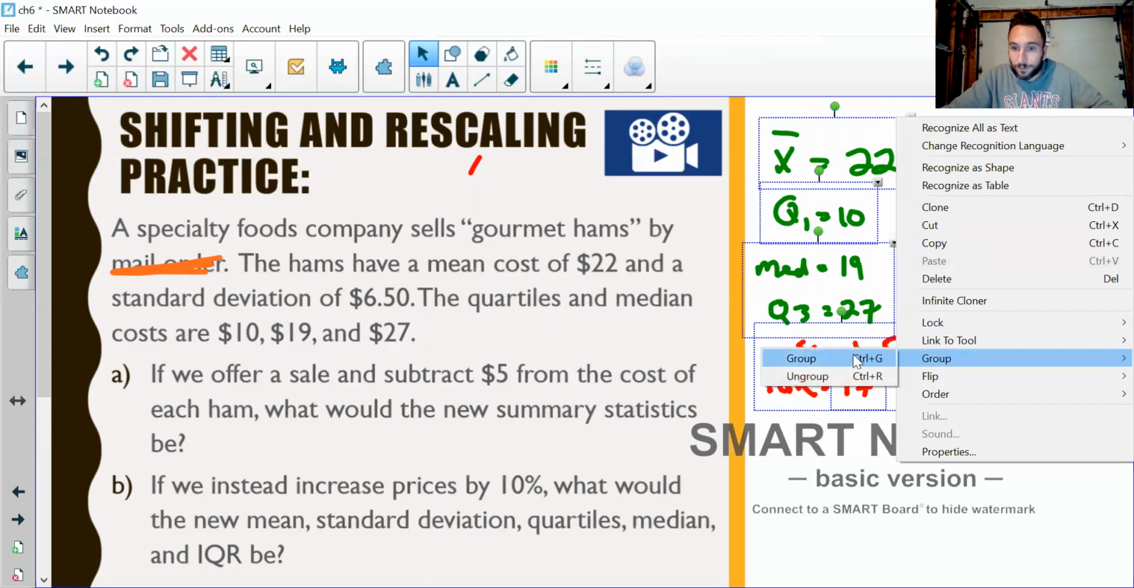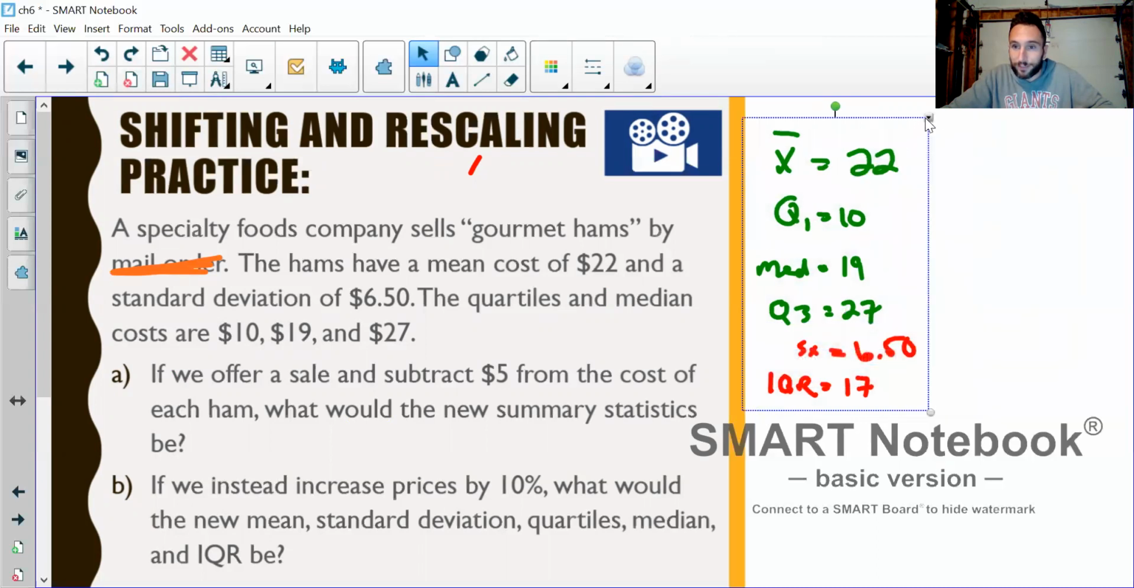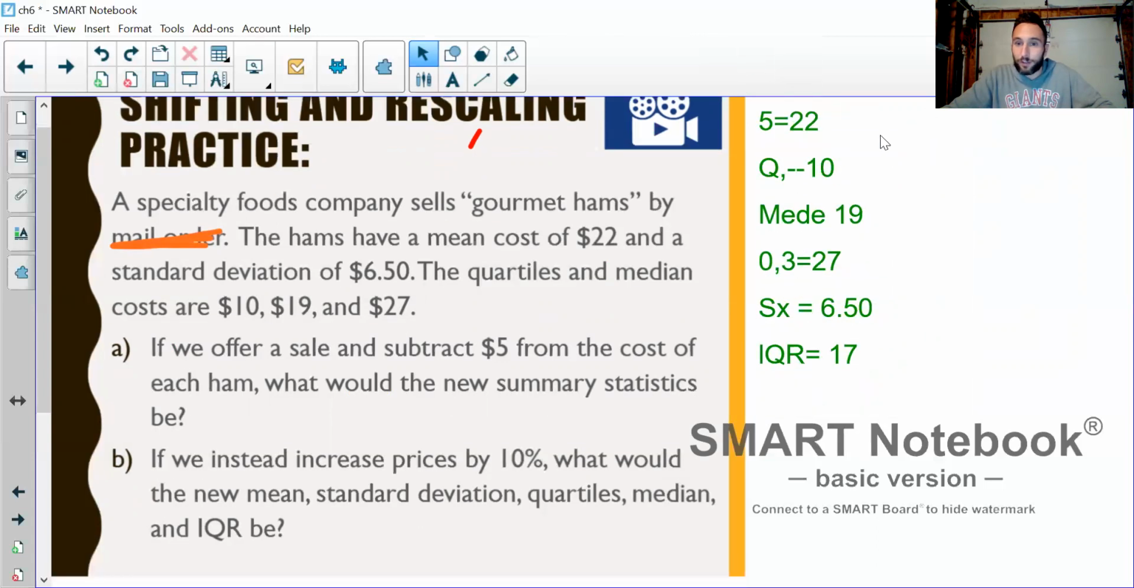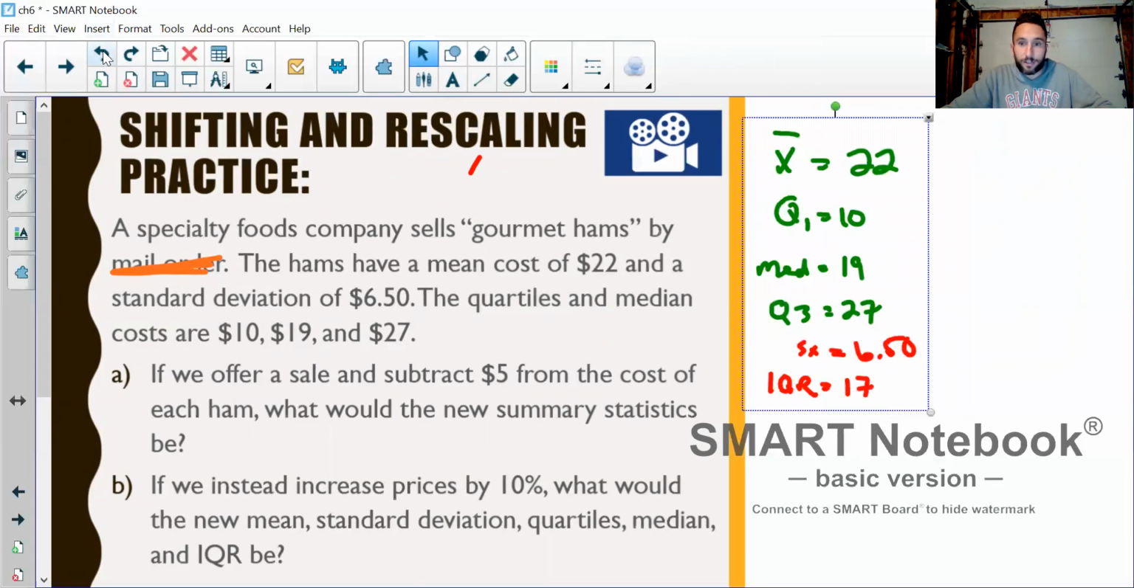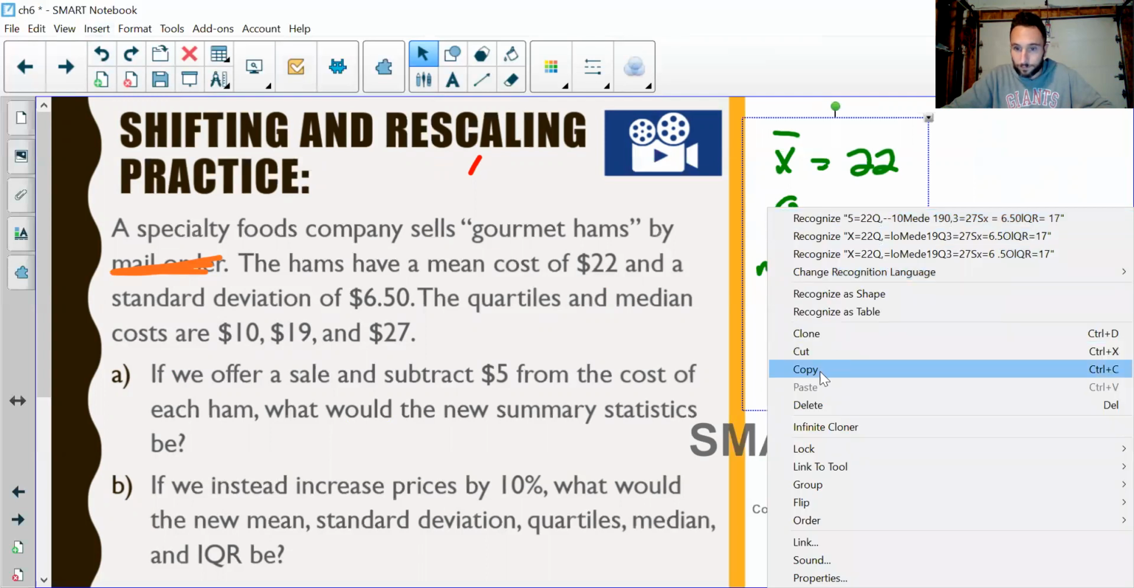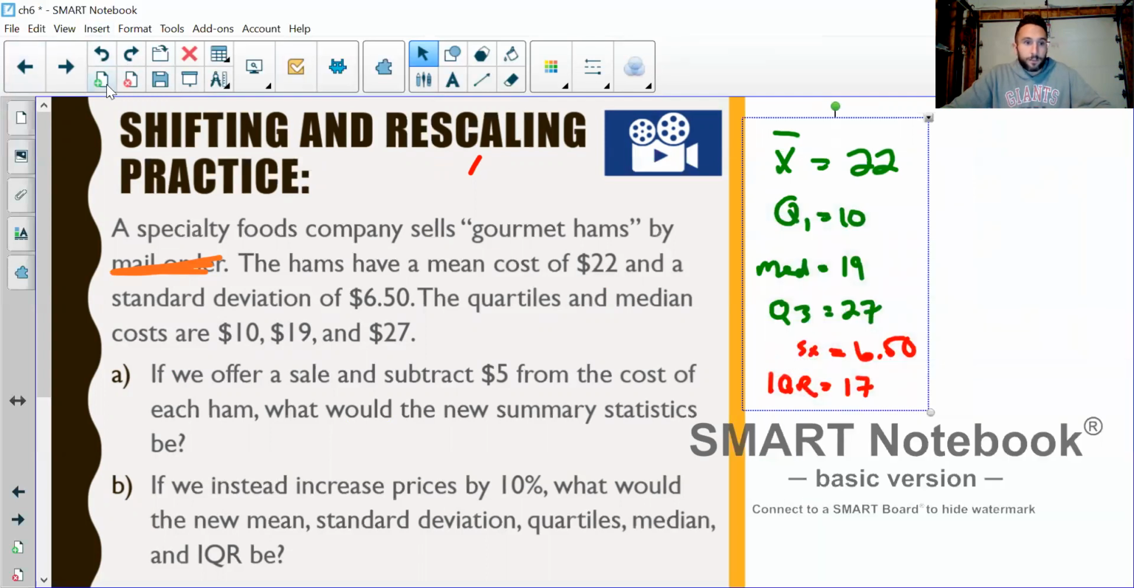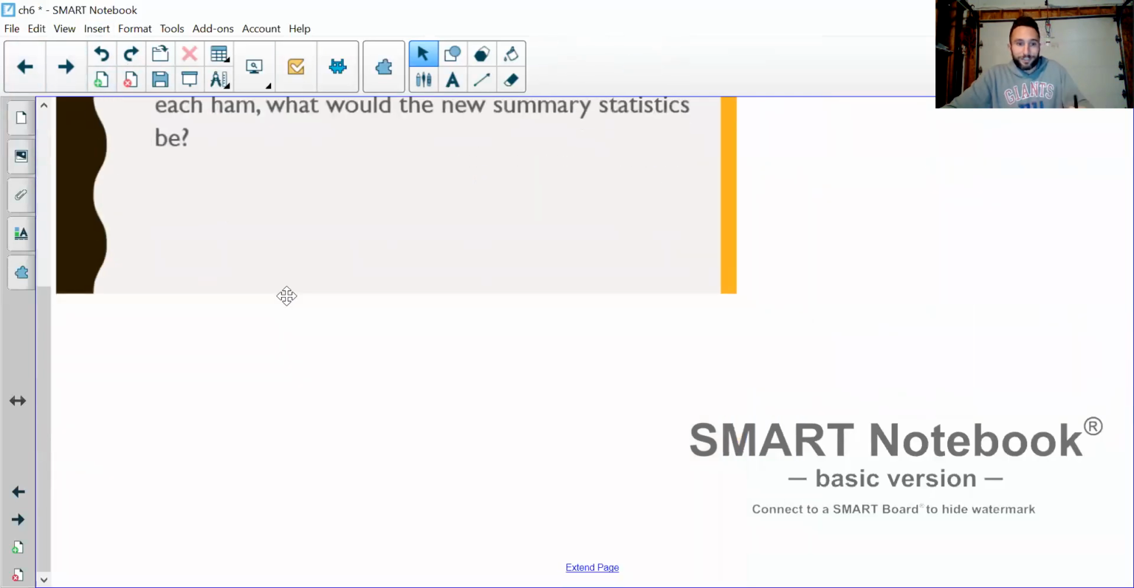So let's do it. Let me just copy and paste this, so I don't have to rewrite all these things. So as we think about part A, if we take $5 off the price of each ham, I think I had a slide for this. Yeah, I did.